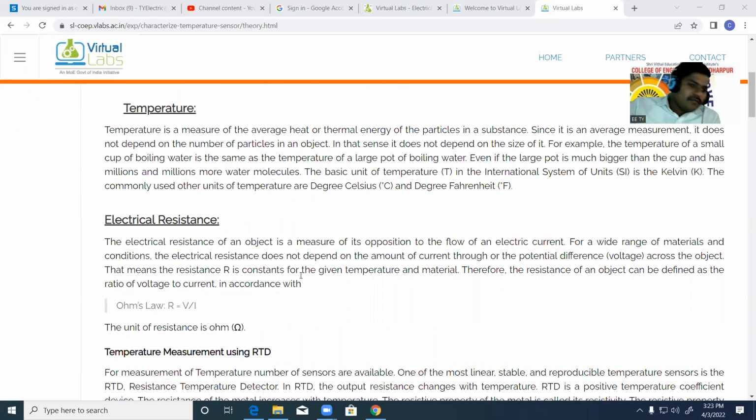Now see, we are using a resistive temperature detector here. It is a sensor, so we should know the basics regarding resistance, that is electric resistance. What is the definition of electric resistance?